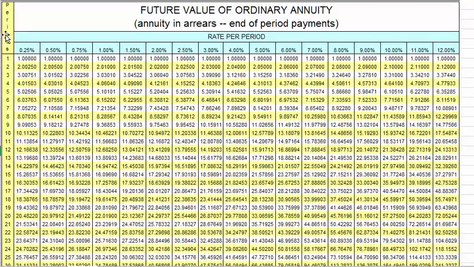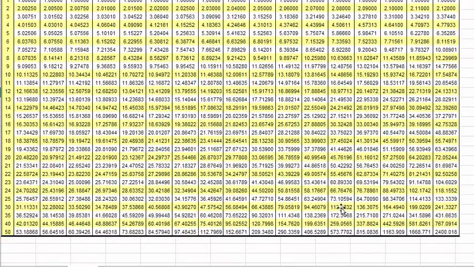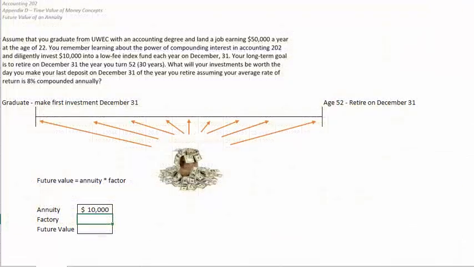So listed along the y-axis are the number of payments or number of periods, and across the x-axis is the rate that we're going to assume we earn per period. I told you we earn an 8% rate, and we make 30 periodic payments. So I go down until I find 30, and it looks like it's right here. If I go over here, yep, that's the 30 payments, and this is the 8% column. And so this is my factor, 113.2832.